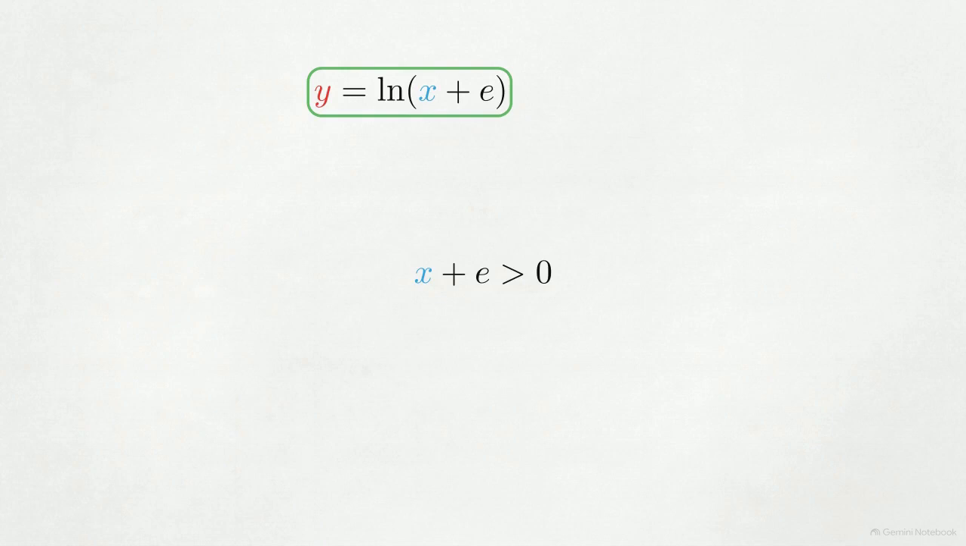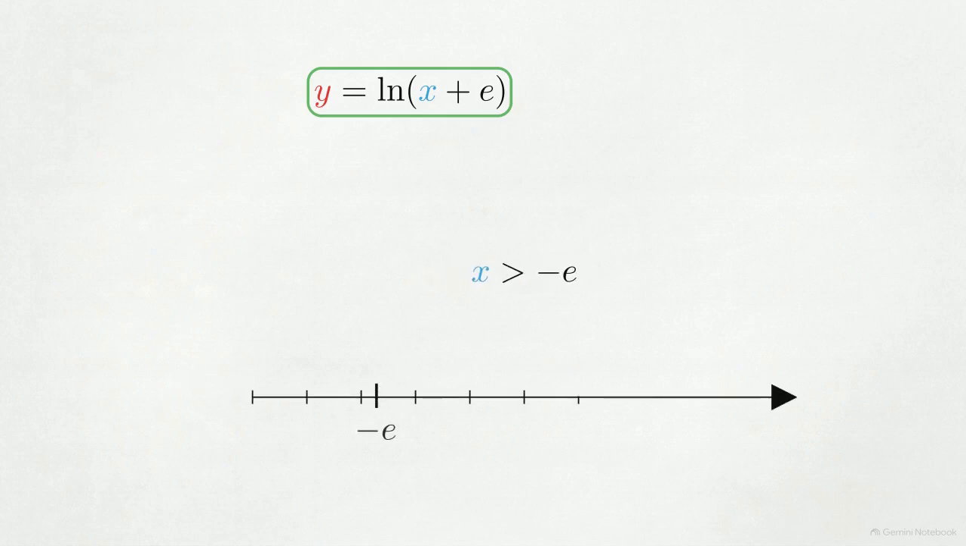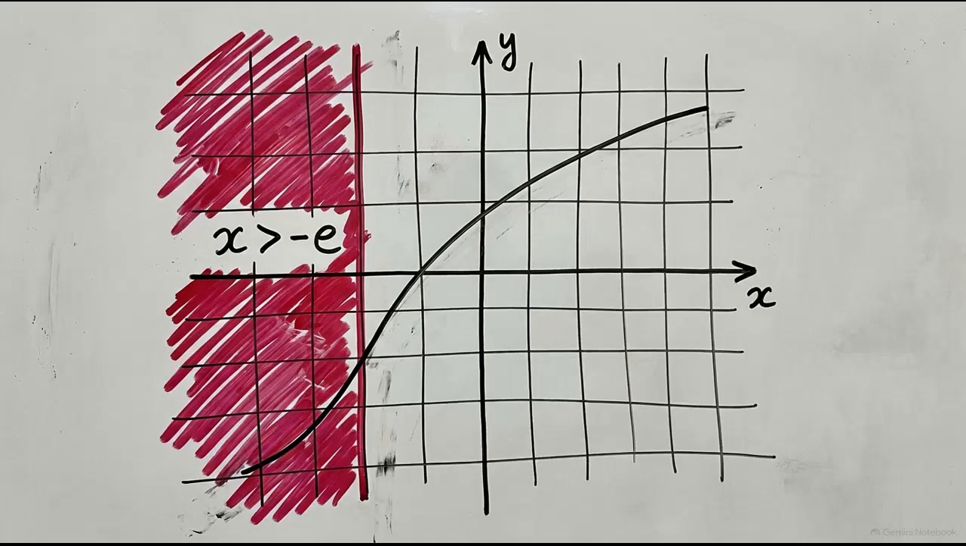Finally, we check the domain. Because the input of a logarithm must be strictly positive, x plus e must be greater than 0. This limits the solution to values of x greater than negative e. A solution is only complete once you define the specific domain where the formula is valid.